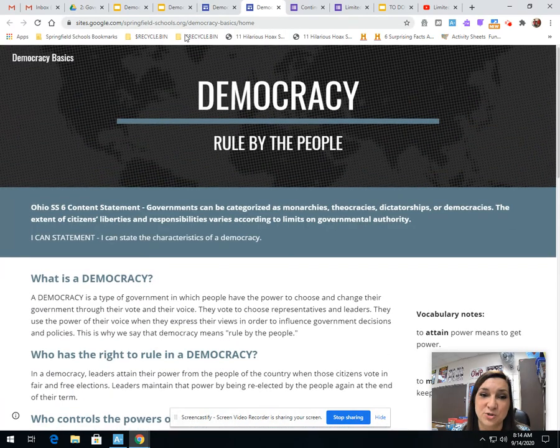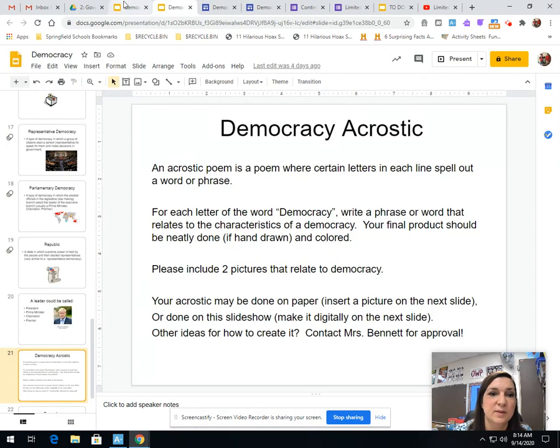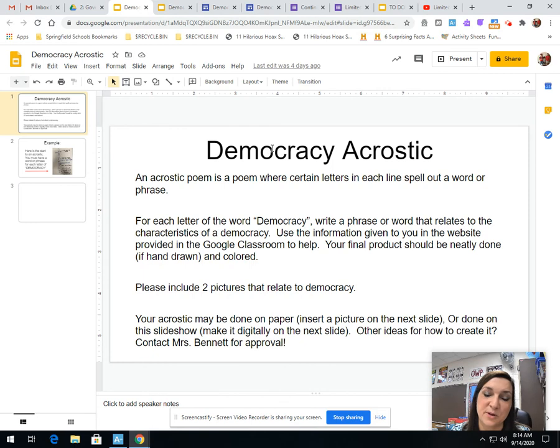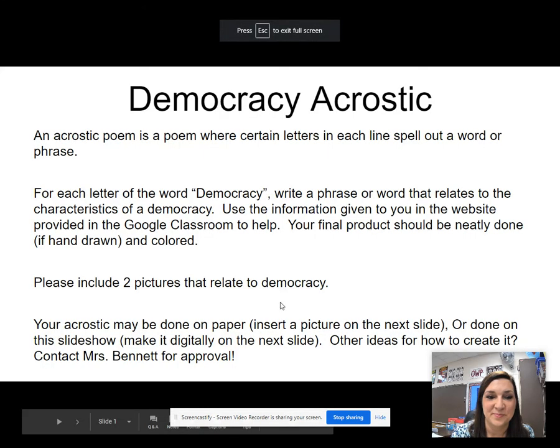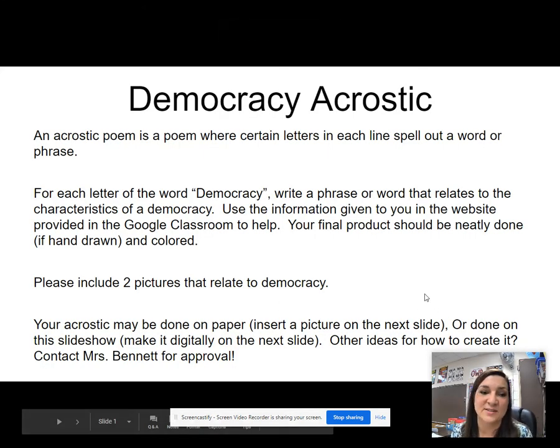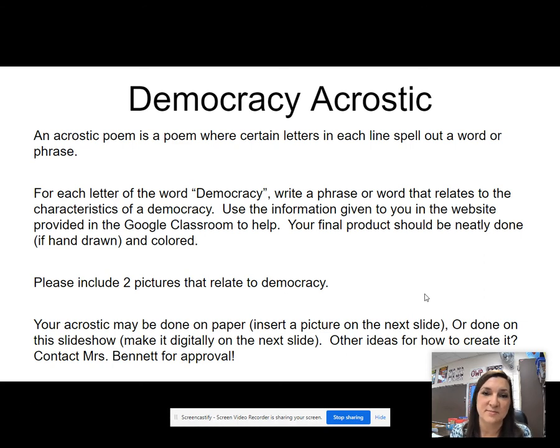And once you are finished with that, there's an assignment posted in the Google Classroom called a democracy acrostic. So I'm going to explain that assignment right now. An acrostic is a poem where certain letters in each line spell out a word or a phrase. You've all done these before. You're going to make an acrostic for the government type of democracy.